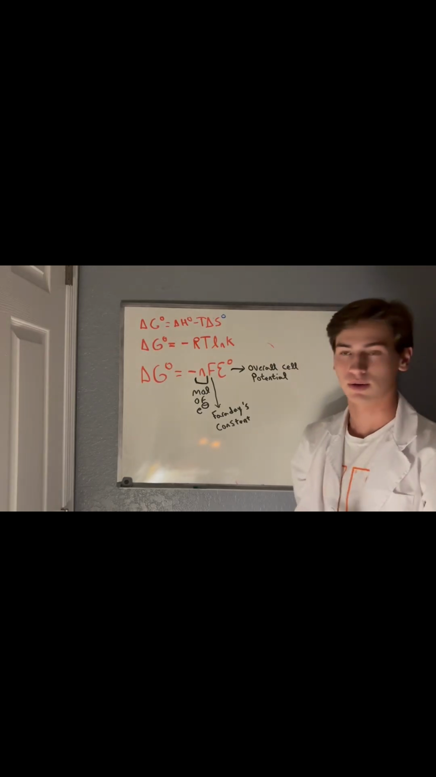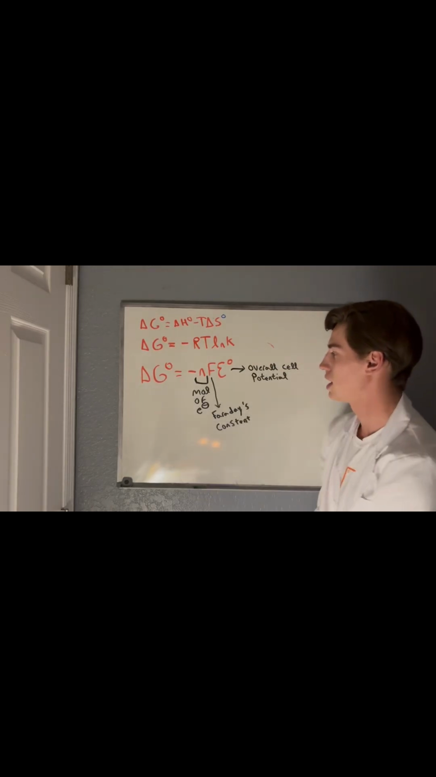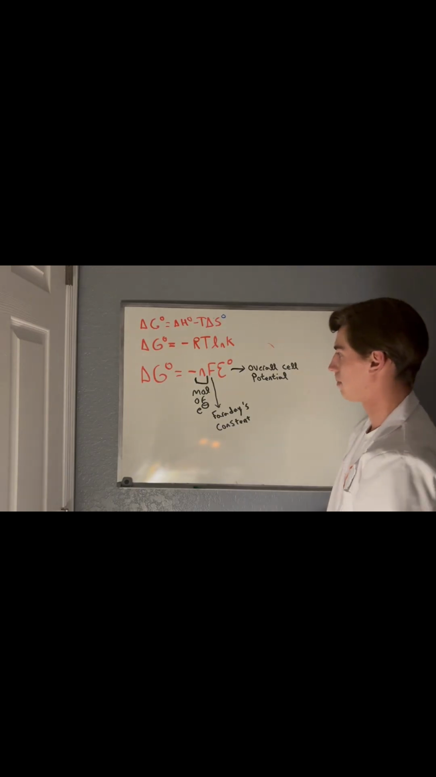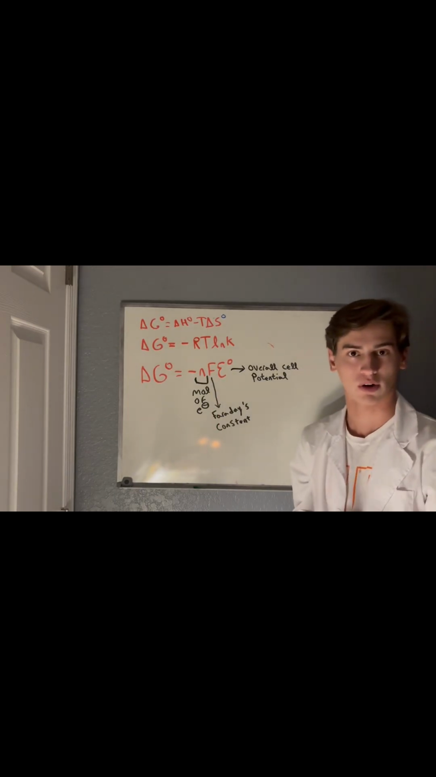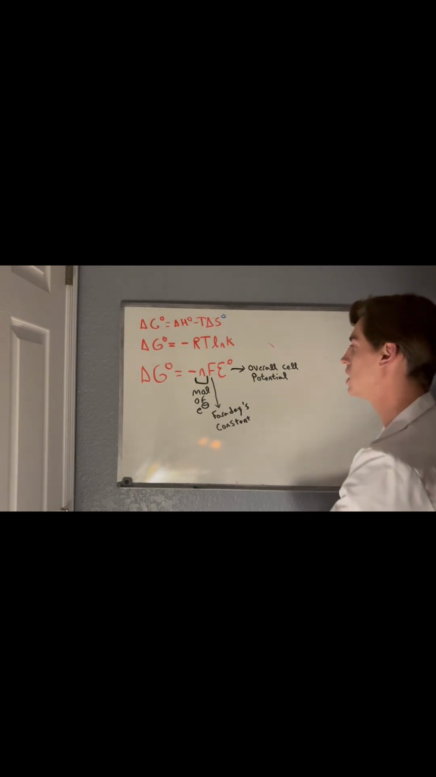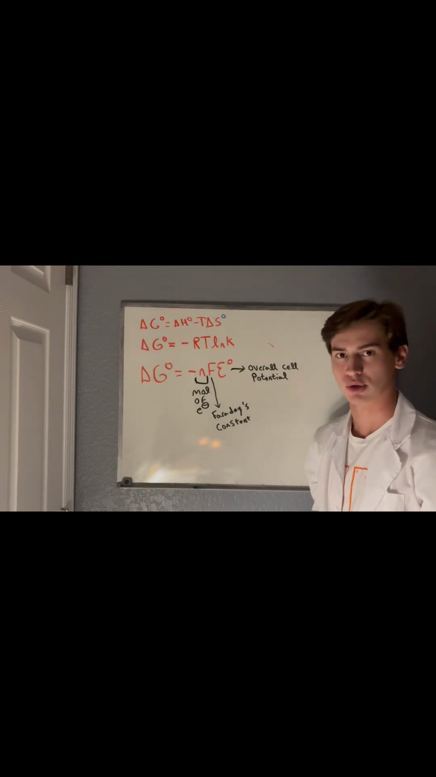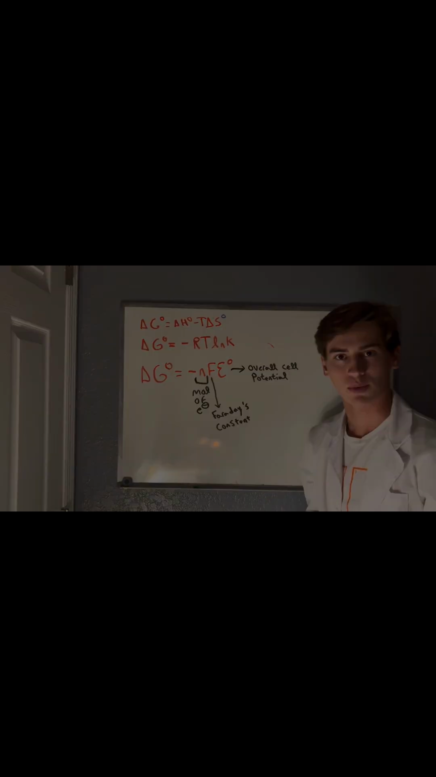Or in this unit, we're going to use delta G equals negative n, which is our moles of electrons, times F, which is Faraday's constant we looked at in the last video, times E, our overall E cell, which is our overall cell potential. So now let's get some practice in with it.